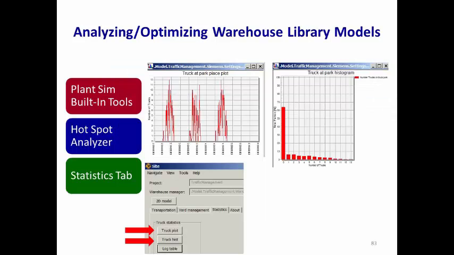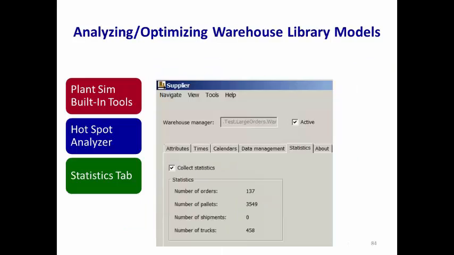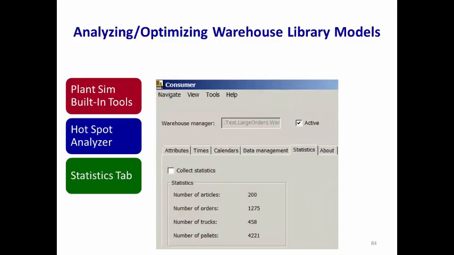The site statistics include truck plot graph, a truck histogram, and detailed truck log. The supplier statistics include number of orders, number of pallets, and number of trucks. The consumer statistics similarly contain number of articles, number of orders, number of trucks, and number of pallets.